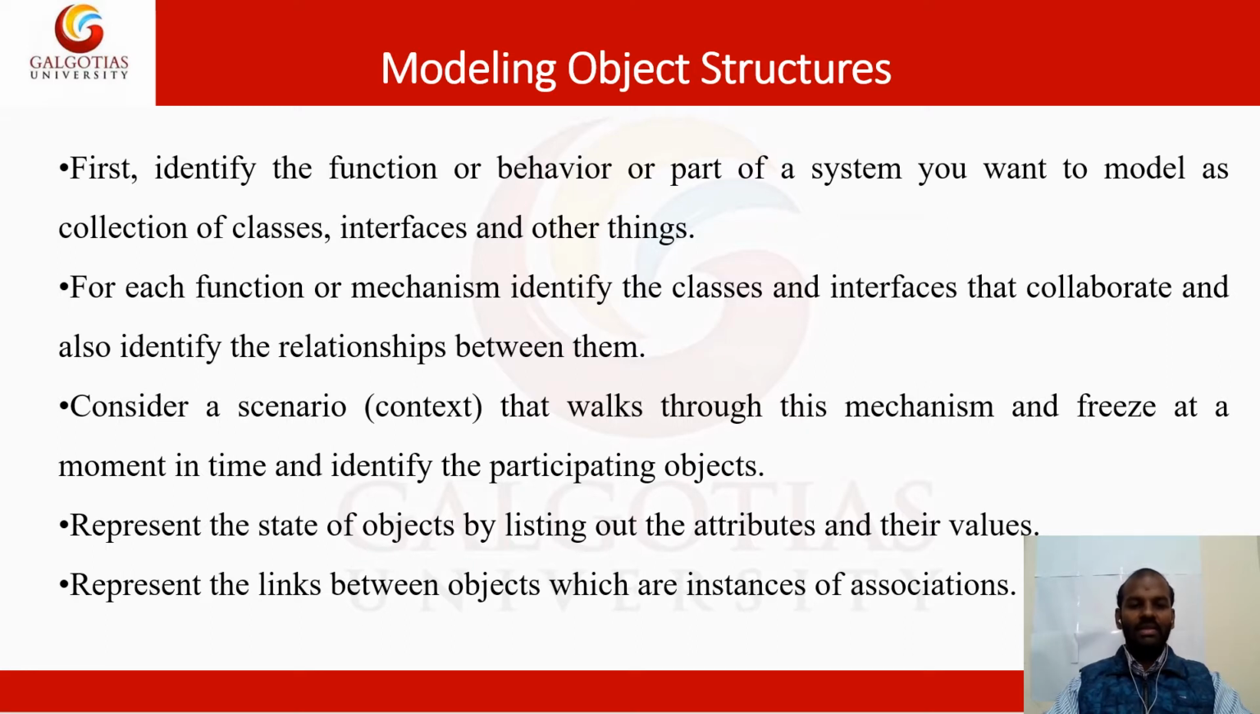So this is one basic scenario for modeling an object structure: represent the state of an object by listing out its attributes and their values, and represent the links between objects, which are instances of an association. This complete modeling of the structure is divided into various kinds of scenarios.